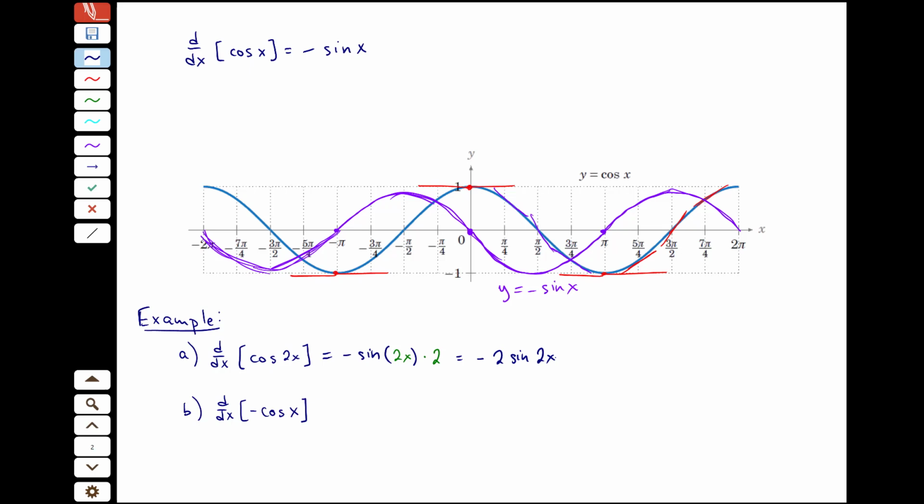Now, on the other hand, let's say that we want to take the derivative of negative cosine x. Well, that negative is just a constant multiple of our function cosine x. So we get negative the derivative of cosine, and we know that the derivative of cosine is negative sine. And so here we have two negatives, which simplifies to positive. So the derivative of negative cosine x is positive sine x.